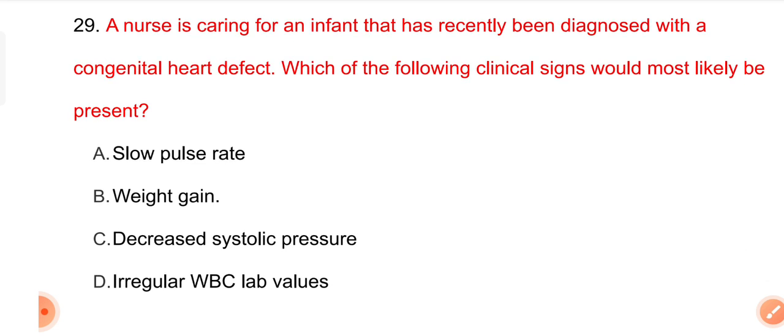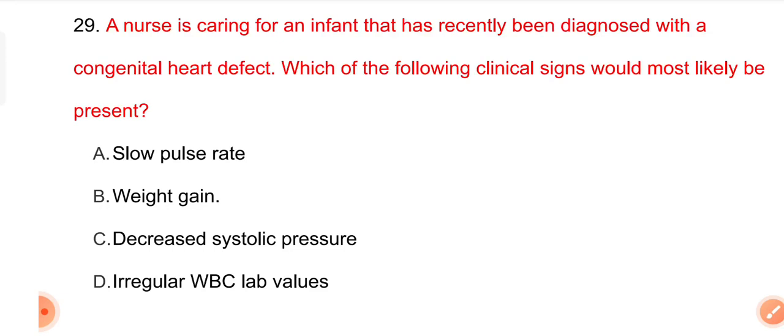The next question is, a nurse is caring for an infant that has recently been diagnosed with a congenital heart defect. Which of the following clinical signs would you most likely expect to be present? The options are: option A, slow pulse rate; option B, weight gain; option C, decreased systolic pressure; option D, irregular WBC lab values.